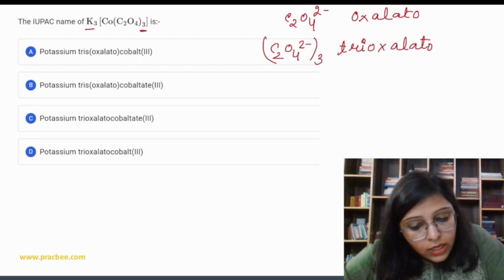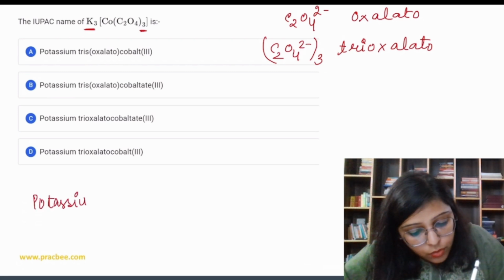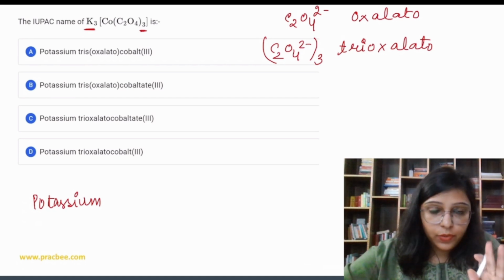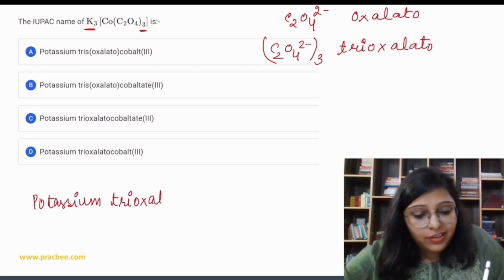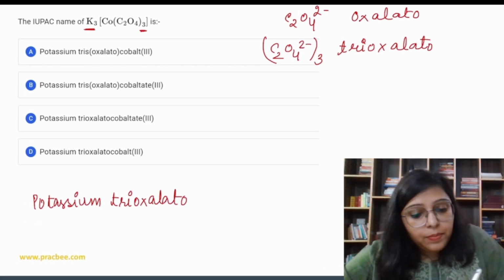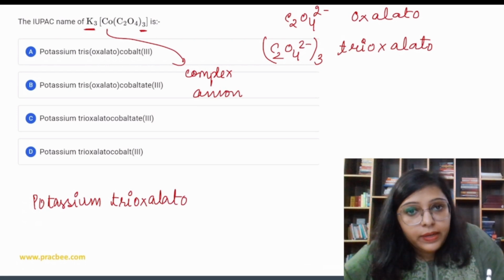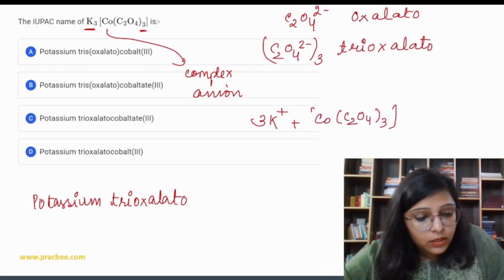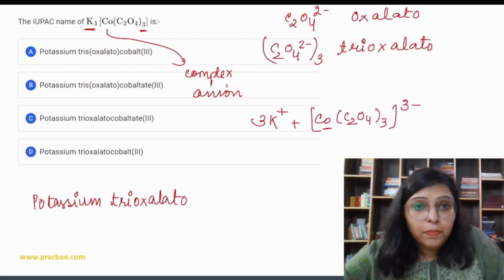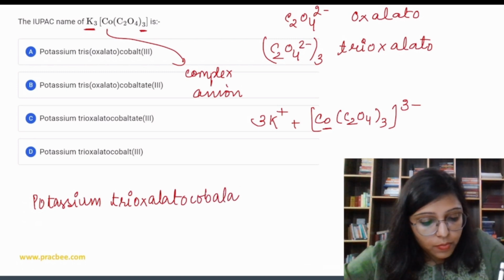Okay, so first we write down the name of K3. So we are going to write potassium. Do not write tripotassium. It should be potassium. Okay, potassium, and then we write trioxalato, not tris(oxalato). Now, the metal is the part of the complex anion. How is it a complex anion? See, because it dissociates into 3K+ and [Co(C2O4)3]3-. So this is the part of the complex anion. So we write cobaltate, trioxalatocobaltate.